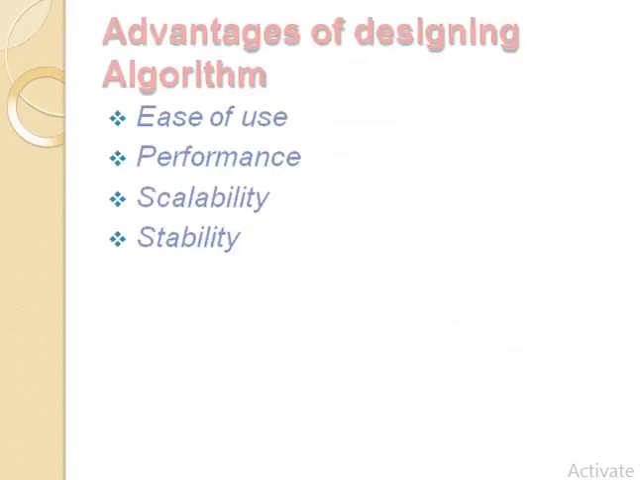Next, certain advantages of designing an algorithm are ease of use. In terms of performance, the performance is very good. Scalability and stability are again a major concern. The main characteristics of an algorithm are as I'm going to explain right now. An algorithm must have a unique name. There should not be any algorithm with the same name. An algorithm should have an explicitly defined set of inputs as well as outputs.